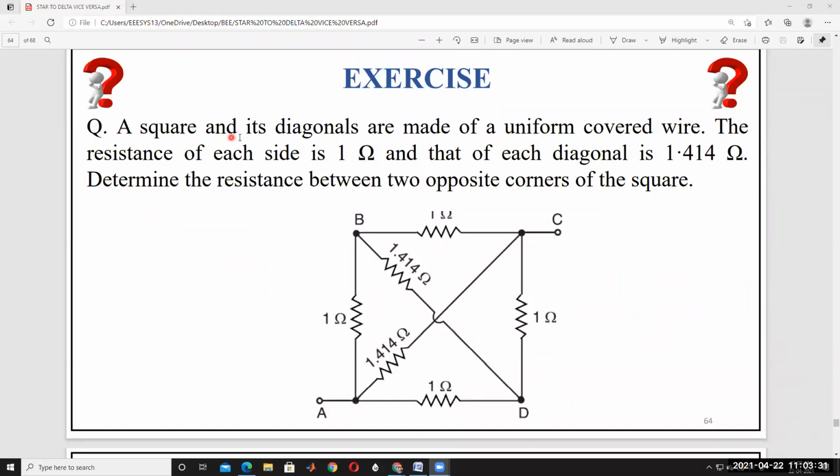A square and its diagonals are made of uniform covered wire. 1 ohm, 1 ohm, 1 ohm, 1 ohm square. The resistance of each side is 1 ohm. The resistance of each diagonal is 1.414, that is root 2. Here root 2, here root 2. Determine the resistance between the two opposite corners of the square, that is, between A and C. This is the one assignment question.